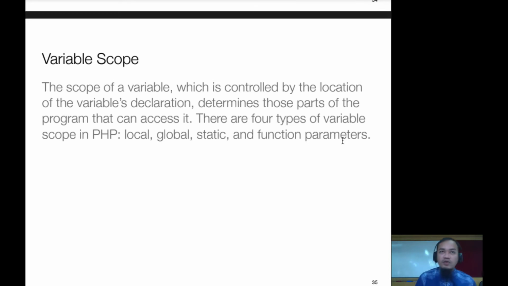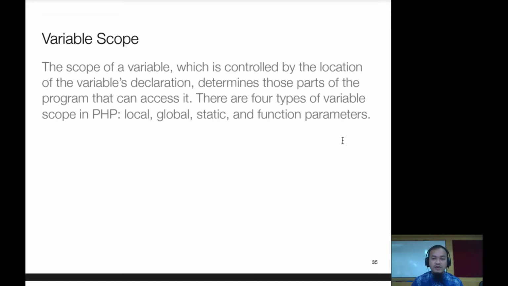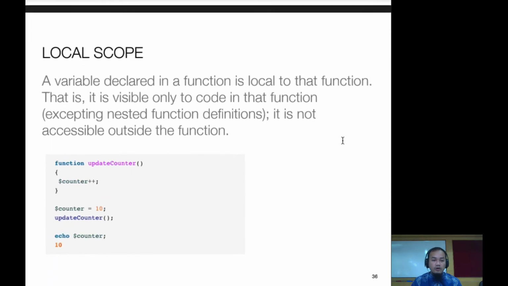Say we define one variable, and that variable can be used across all files, even in another file, that we call global. If the variable is in that file and can be used only in that file, we call it local. This is a different thing, local and global. Let's see them one by one. Local, for example, this one.